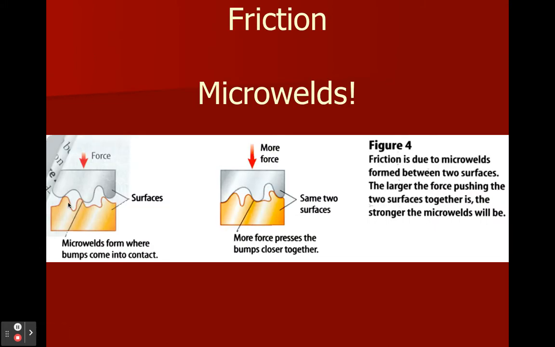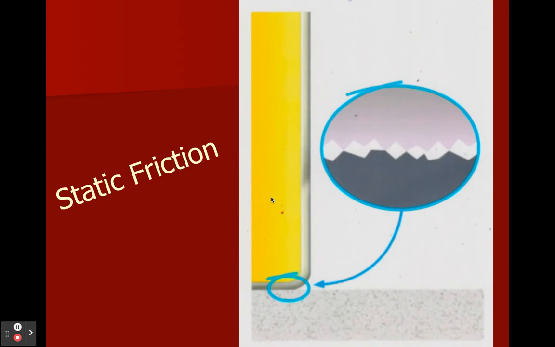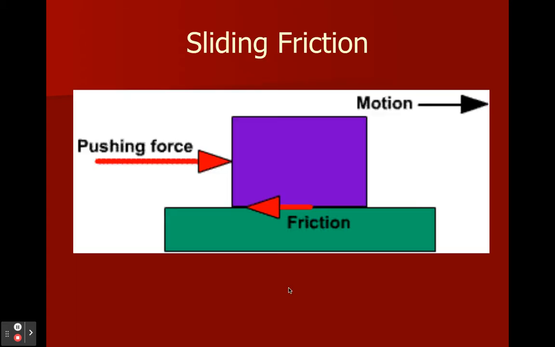Here's a picture of a microweld. No matter how smooth you think a surface is, it has rough edges. And these little rough edges, like little pieces of Velcro, kind of stick to each other. Like here's a book sliding on the floor. Actually, what it looks like is the floor is very jagged, and the book's actually jagged. So they're kind of like grinding against each other. At the microscopic level, it looks like they're grinding against each other. We might think something's perfectly smooth, but it's really not.